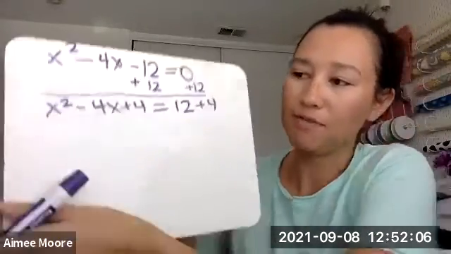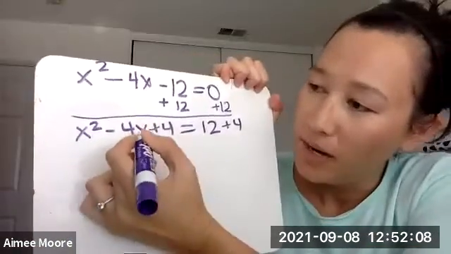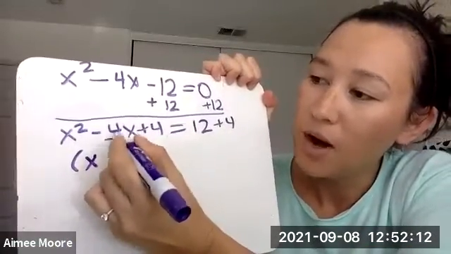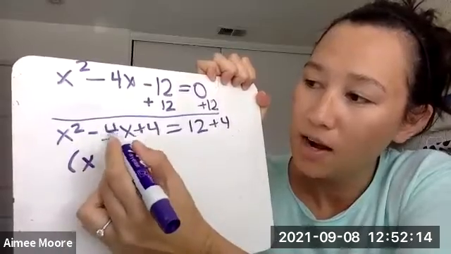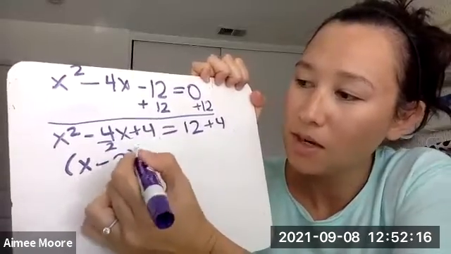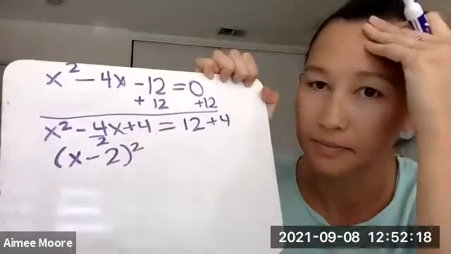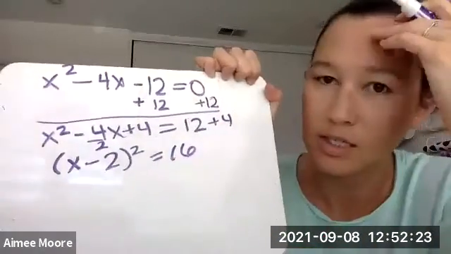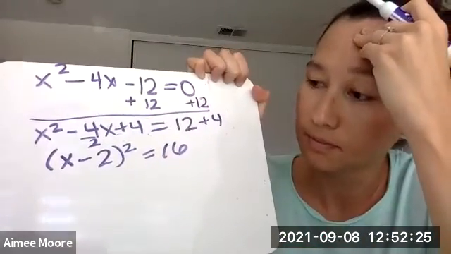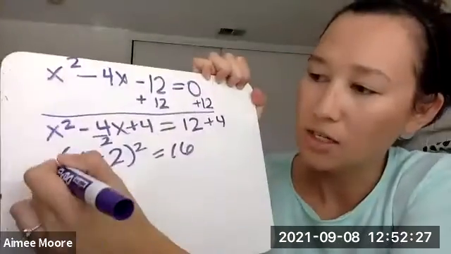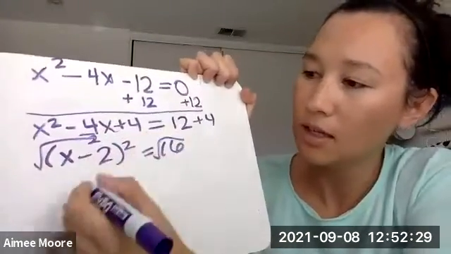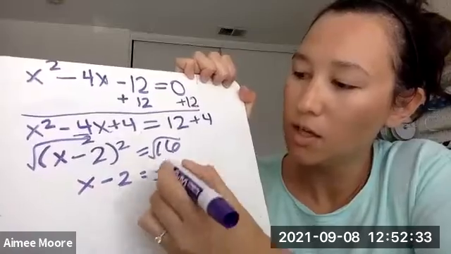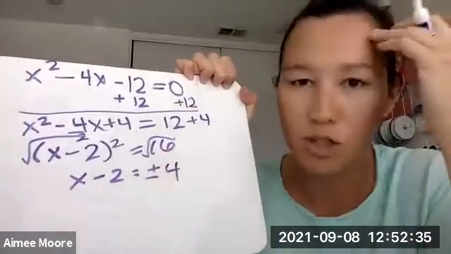Okay, so then we just have to factor. Your factor is whatever you got here. Since we divided -4 by 2, it's gonna be x minus 2 squared equals 12 plus 4, which is 16. Now we just take the square root of both sides. We get x minus 2 equals plus or minus the square root of 16, which is 4.